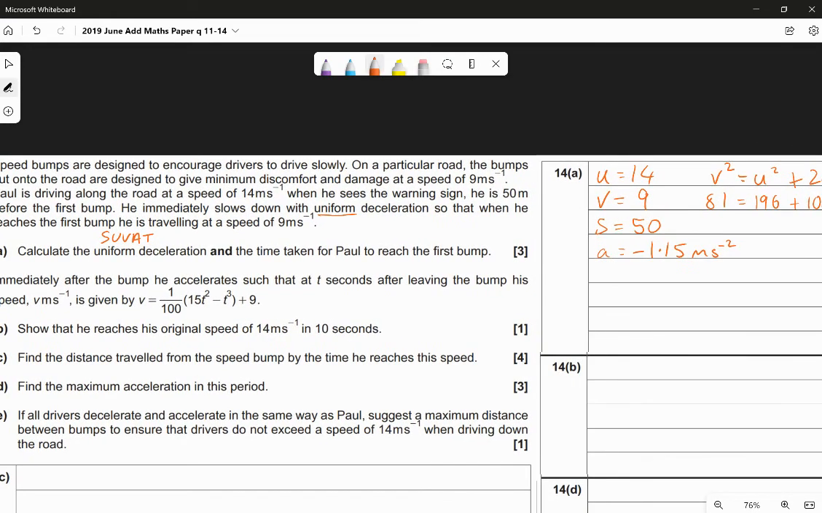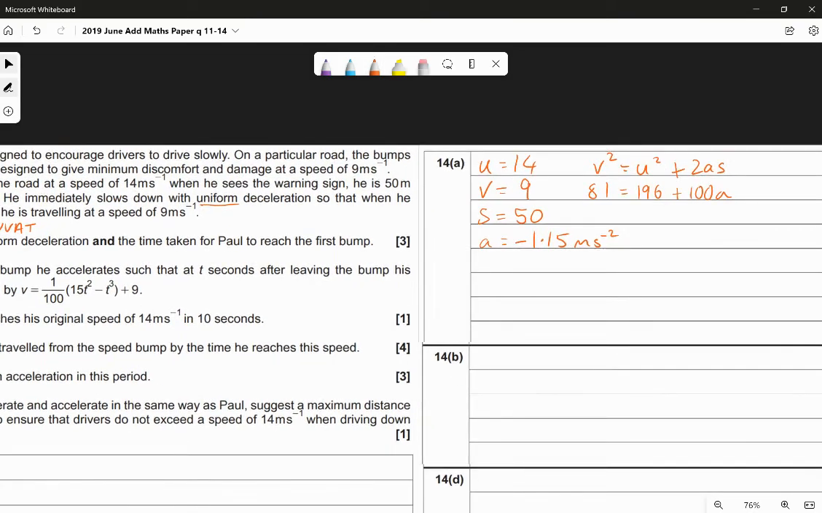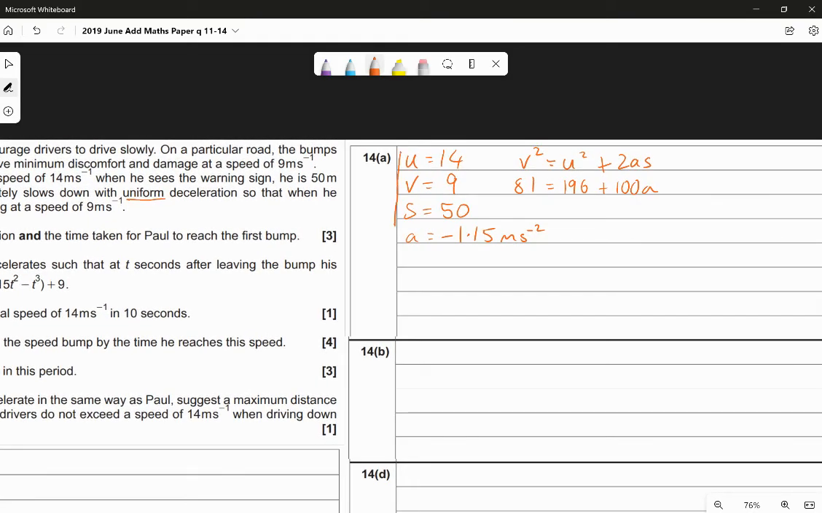So calculate the uniform deceleration and the time taken. We need to find the time as well. So let's just use our initial 3 values, and we want to find t. So what SUVAT equation links those 4 things? So u, v, s, and t.